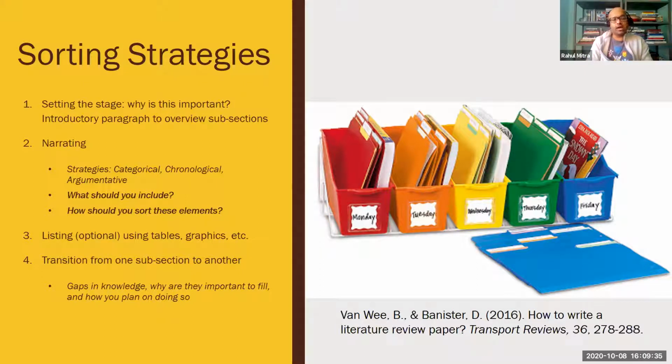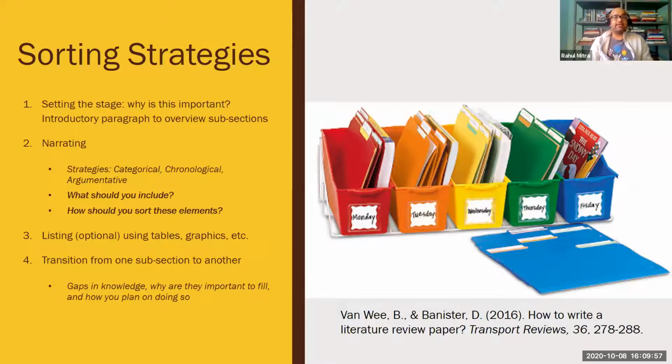Number 4, you'll also want to include transitions from one subsection to another within your literature review. The worst thing for a reviewer is to find the subsections just jarringly moving from one to another without any connection across them at all.